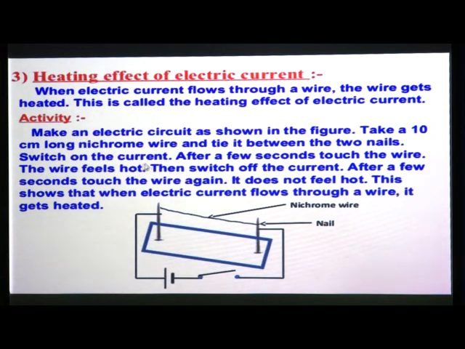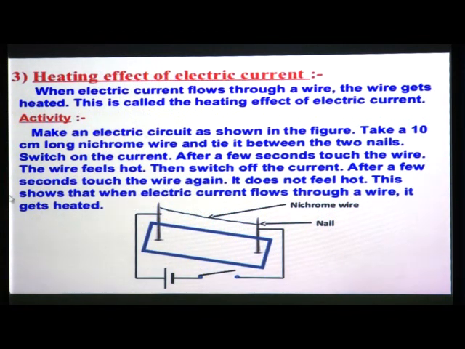I told you, you have to read only and you have to understand like this only. So, then switch off the current, and after that what you have to do? Again you have to switch off the current, and after a few seconds touch the wire. Again after switching off that button, you have to touch the wire, and it will feel like that wire is not hot, it is cool. Then it does not feel hot. This shows that when electric current flows through a wire, it gets heated.